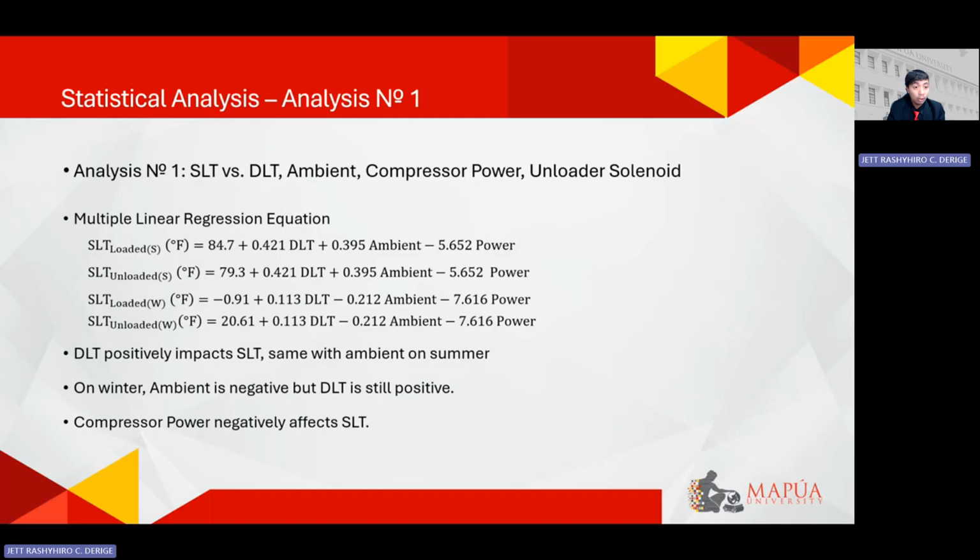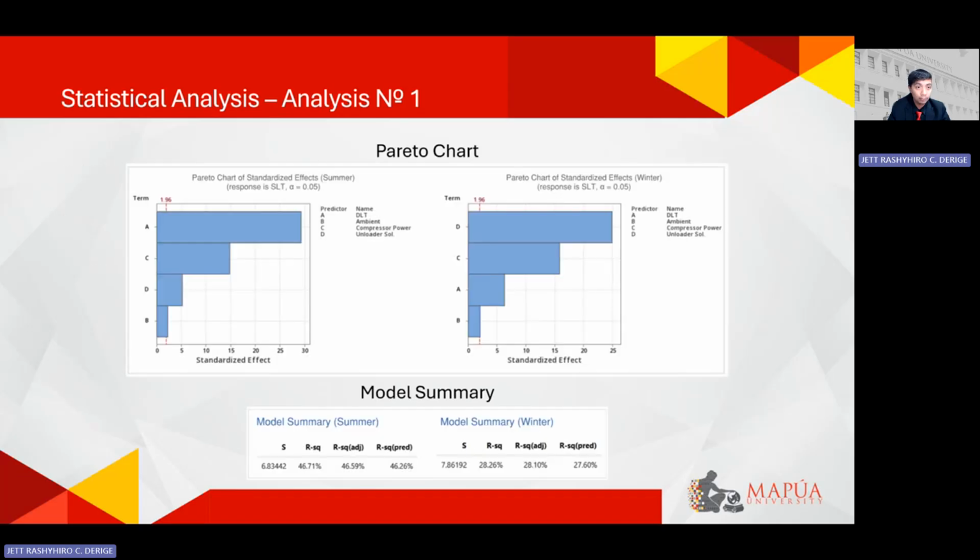And for the compressor power, on all equations, we can say that the compressor power negatively affects SLT. Because a larger compressor power means the compressor is pumping refrigerant through the system. That's why the suction line temperature is much lower if the compressor power is higher.